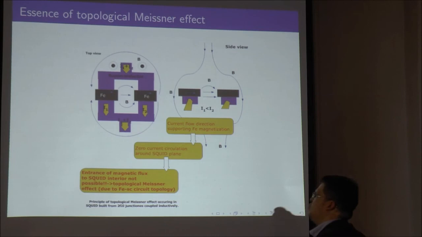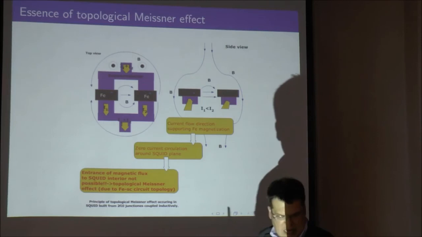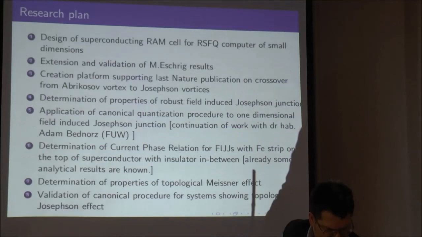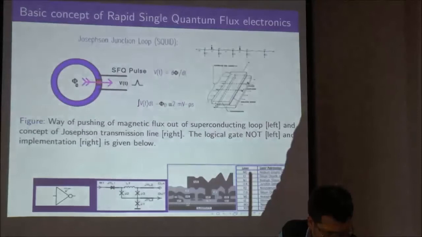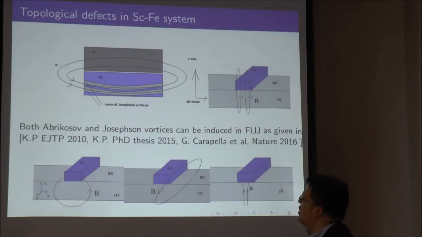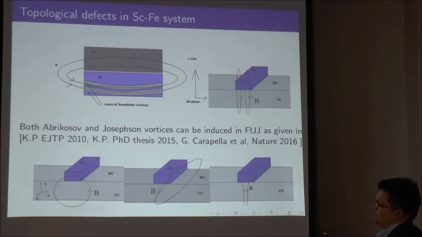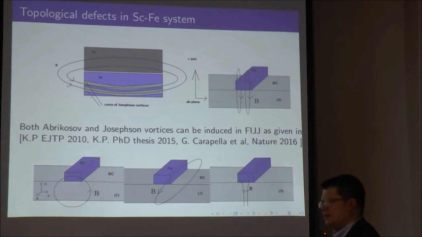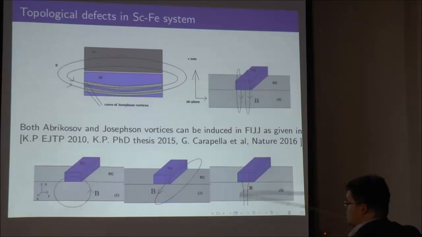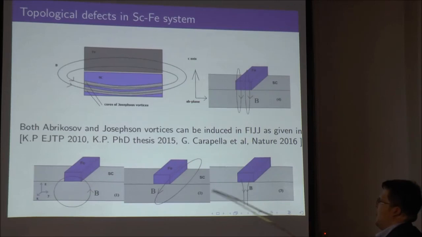That's why I call it topological Meissner effect. I briefly mentioned it in one of my publications, but I still look for results. And just one very last thing, which I found in a Nature paper, which is a little bit related to my work: basically we can have three states of magnetic strip. One state is promoting the Josephson effect, Josephson vortices in the system, while another state is promoting the Abrikosov vortices. So we can have a continuous switching between Abrikosov and Josephson vortices.